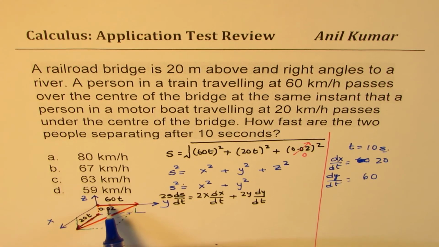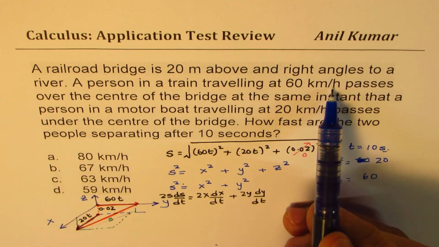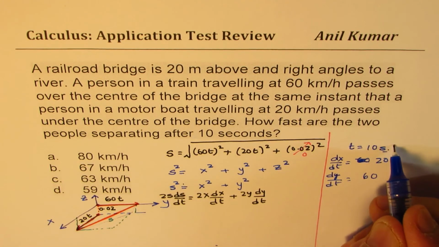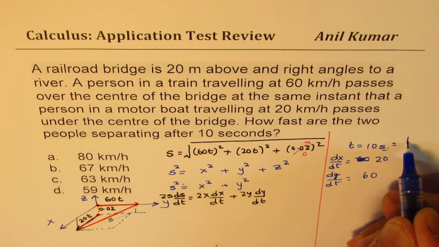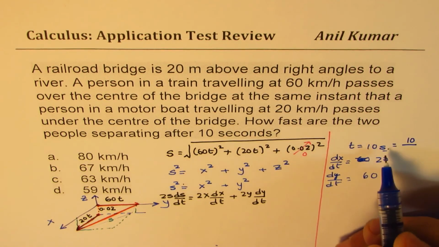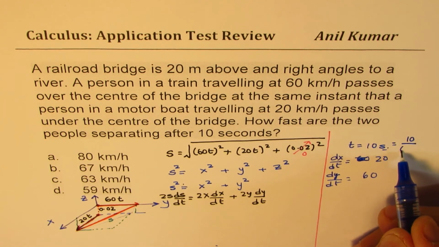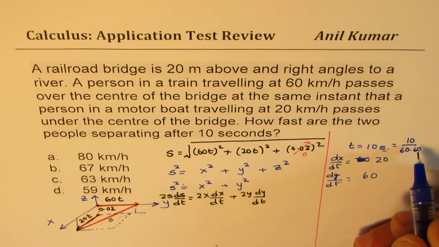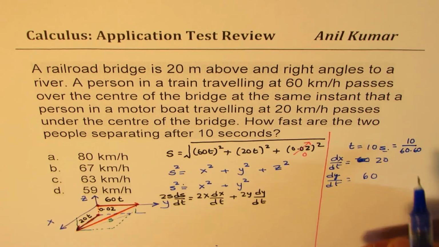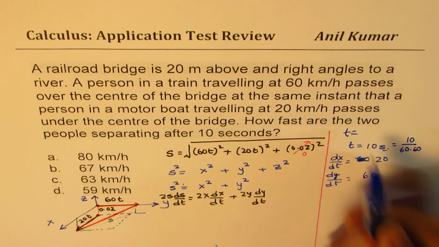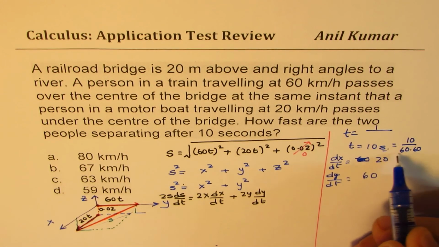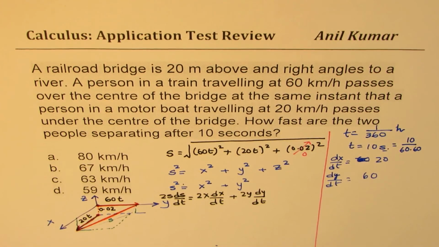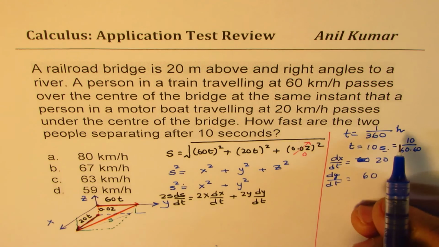I have to convert the units from kilometers per hour. Let's convert 10 seconds to hours. That is better, right? So it becomes 10 divided by 60, which gives us minutes, and then again 60. So time is equal to 1 over 360 hours. Is that okay? 1 over 360 hours is 10 seconds.